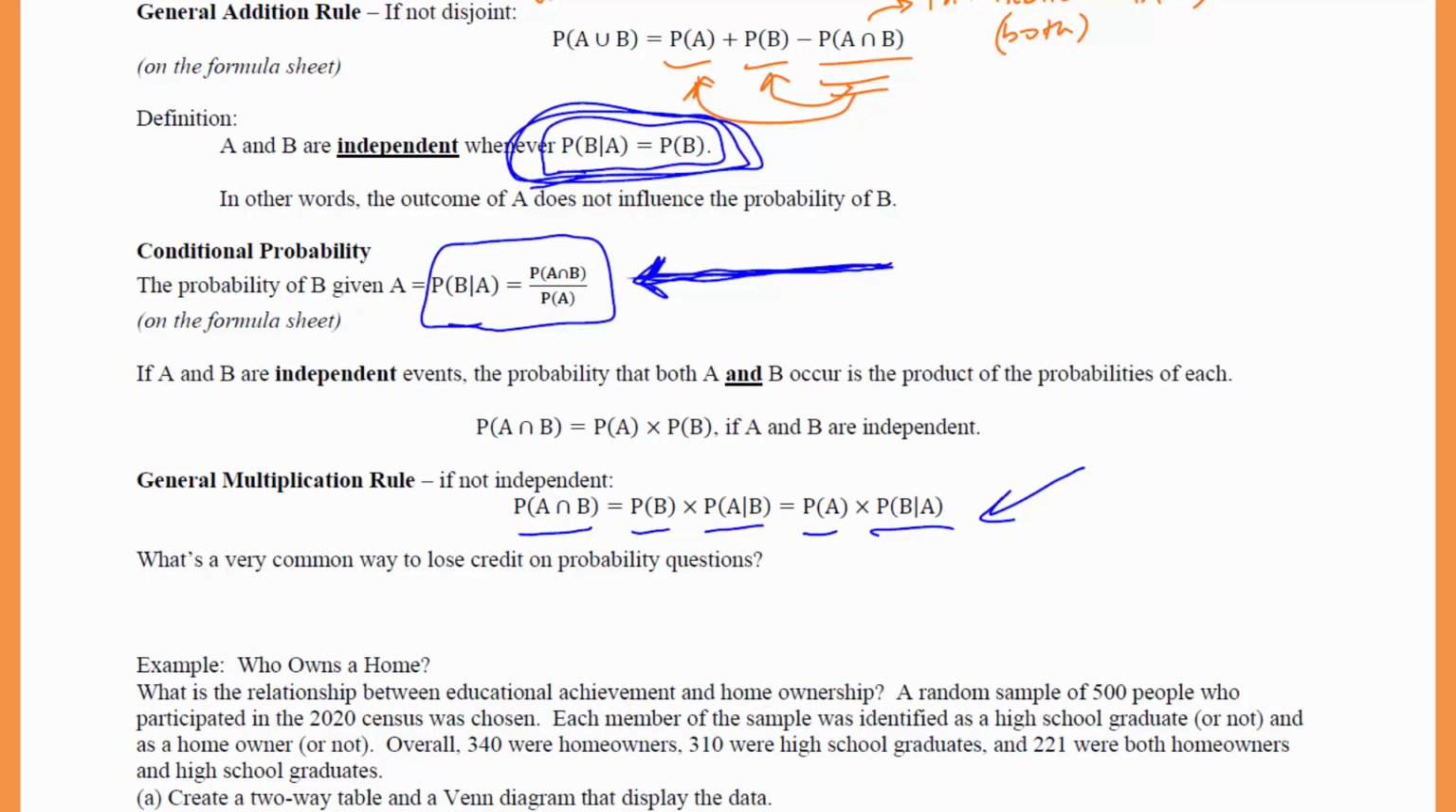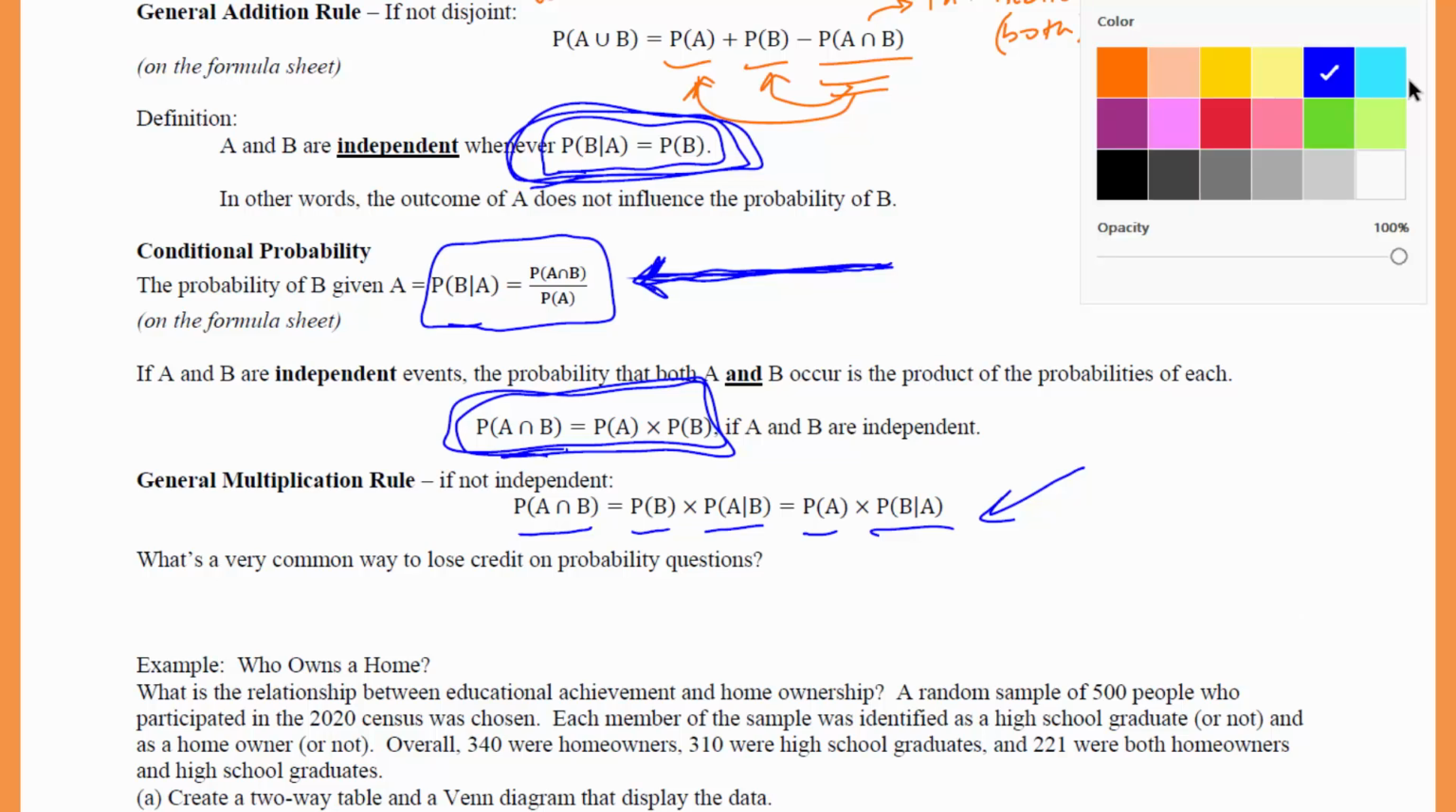The other way to show that two events are independent is to show that this is true: the probability of A times the probability of B is equal to the probability of A and B, because that will only be true if A and B are independent. So keep those in mind when you're trying to show that two things are independent of each other. Those are your two possible ways to justify mathematically that those two things are independent. And you should justify it mathematically.